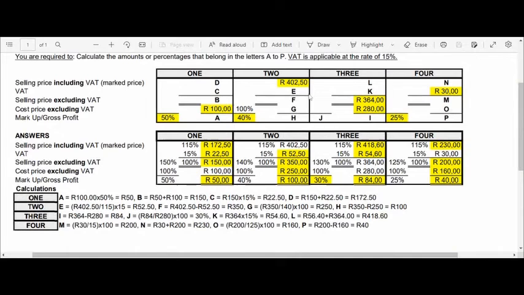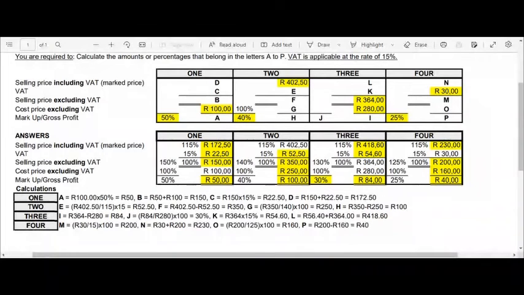Now, in order to determine L, ladies and gents, what do we do? We simply take that 364 rands that they've given us. We add the 54.60 that we've just calculated as K, and that gives us the inclusive amount of 418 rand and 60 cents. Right. So we've done that part. So we're done with the value added tax.